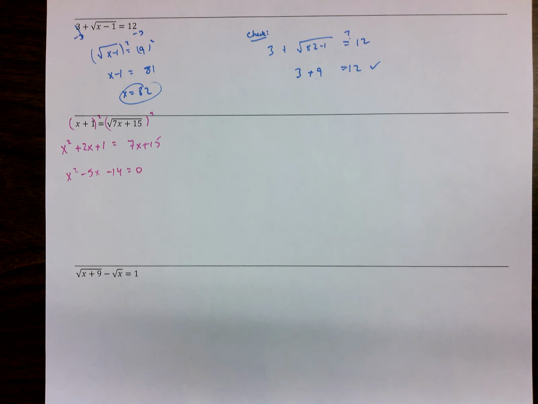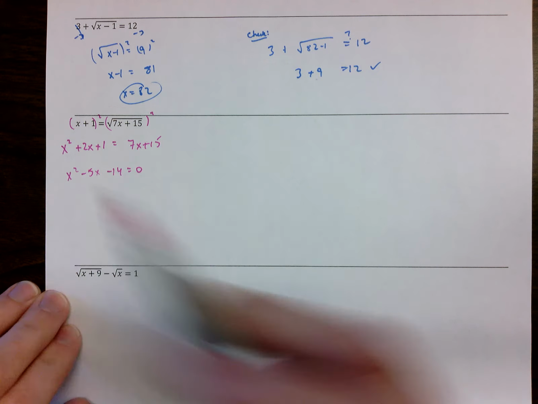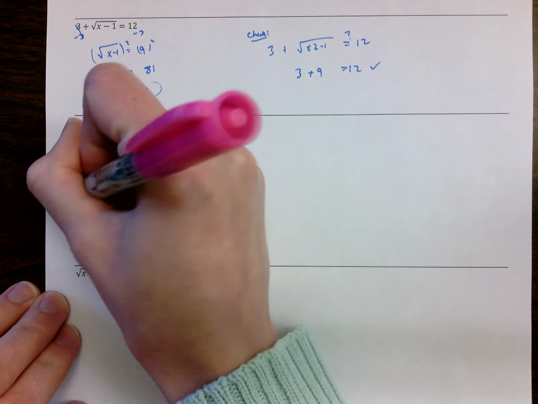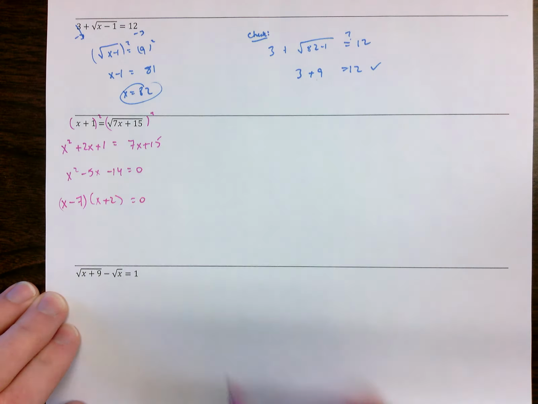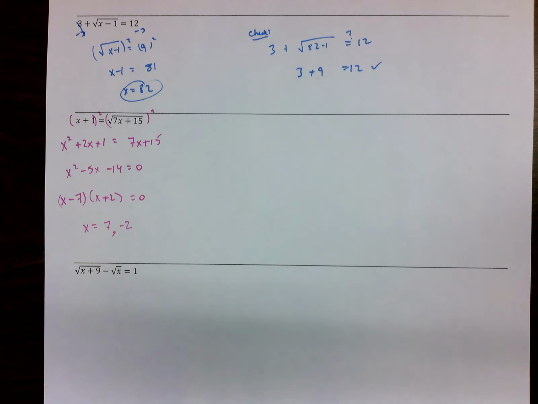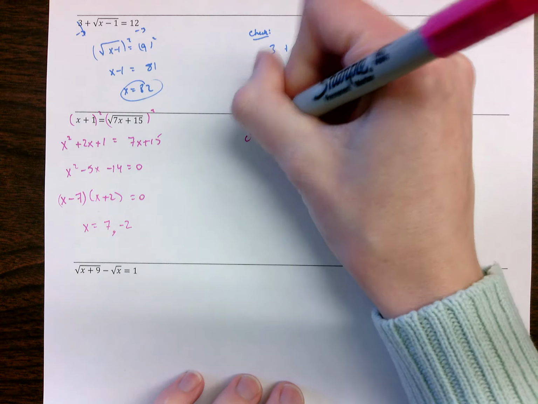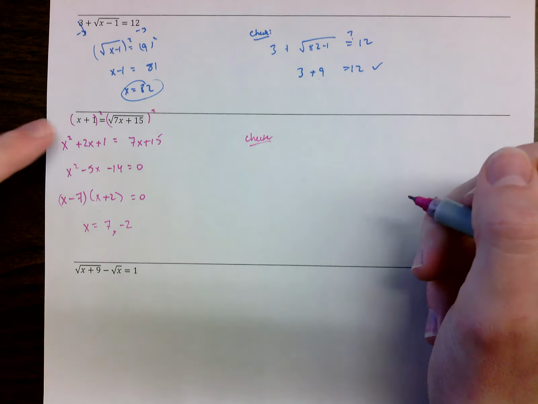And then you need to solve this. You can solve by factoring, completing the square, quadratic formula, right? We've got a whole bunch of different methods. Let's see, 2 factors of negative 14 that add to negative 5: negative 7, positive 2. So my 2 solutions would be 7 and negative 2. All right, great. So now we have to check our answers, and we need to make sure we check both of those.